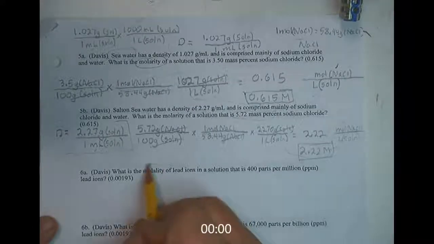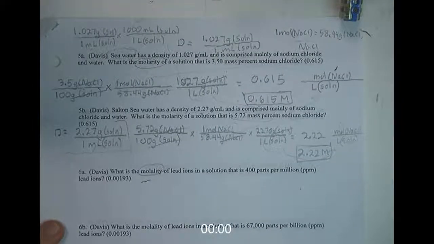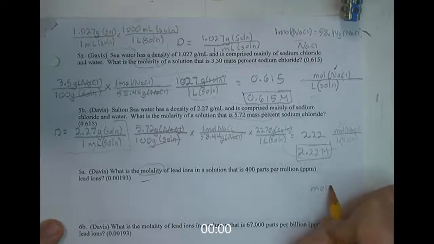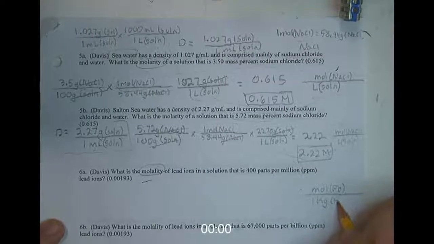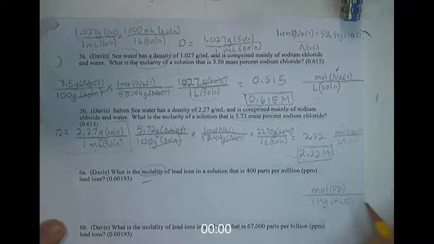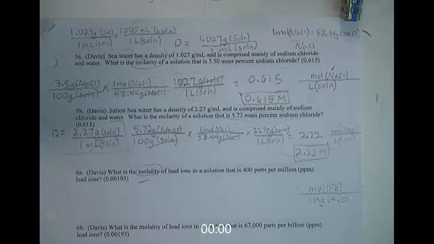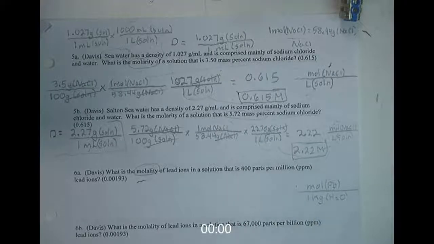What is the molality? So we're looking for the molality of lead ions in a solution that is 400 parts per million of lead ions. Okay, so molality is going to be moles of lead, which is Pb, for every 1 kilogram of, and it doesn't say what it is. If it doesn't say what the solution is, you can assume it's water. So 400 parts per million means parts of what? Is it number of molecules? Is it moles? It's actually mass in grams.